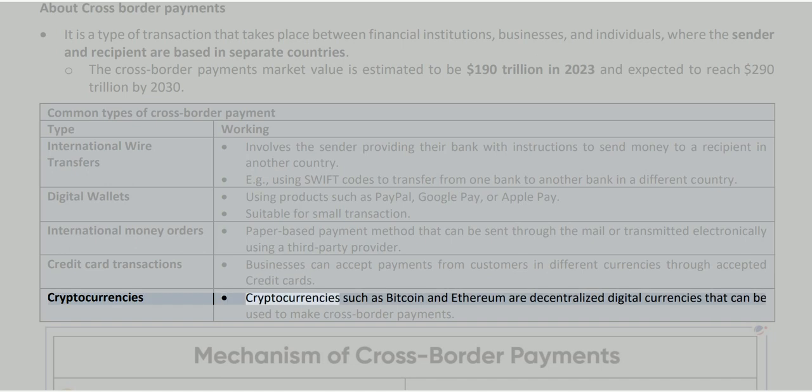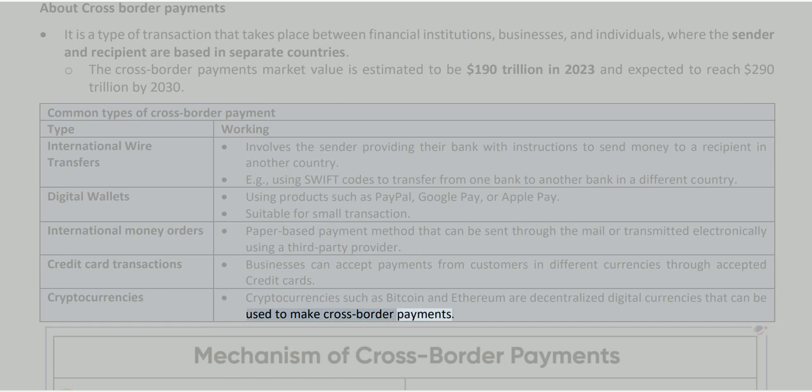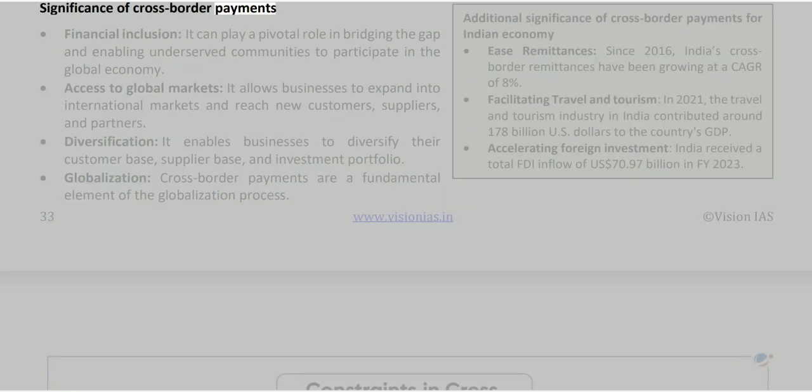Cryptocurrencies such as Bitcoin and Ethereum are decentralized digital currencies that can be used to make cross-border payments. Significance of cross-border payments. Financial inclusion: it can play a pivotal role in bridging the gap and enabling underserved communities to participate in the global economy.